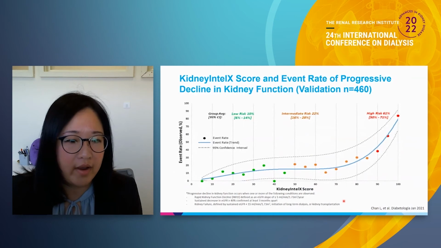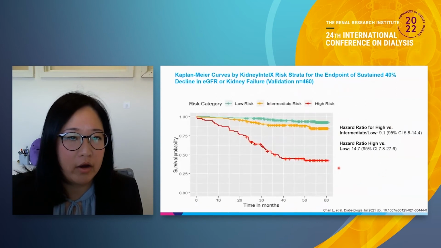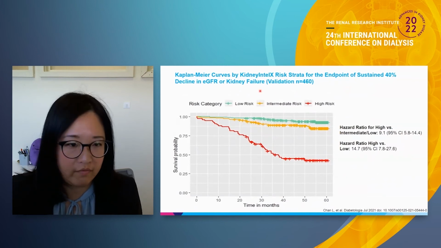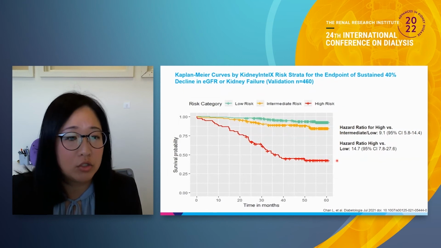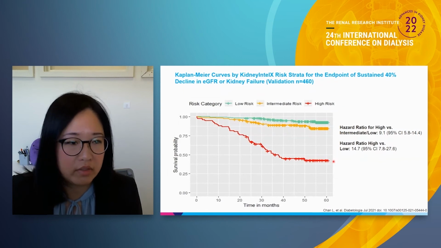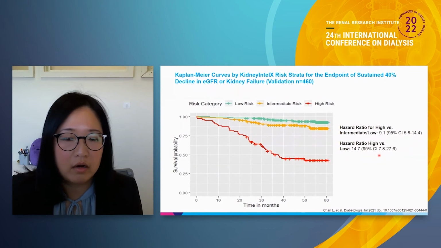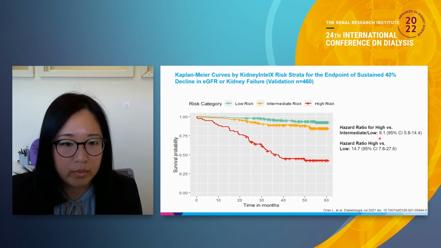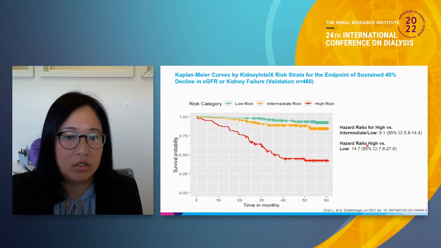We then further classified patients based on their Kidney IntelX scores into 3 categories: low risk, intermediate risk, and high risk. We looked at survival here as a Kaplan-Meier curve, and the outcome here is a sustained 40% decline in eGFR or kidney failure. You can see that survival was much lower in patients who were identified as high risk by Kidney IntelX. Here on the right are the actual hazard ratios. Patients who were high risk by Kidney IntelX were 9 times as likely to have the outcome compared to the intermediate and low group, and 15 times compared to just the low group.